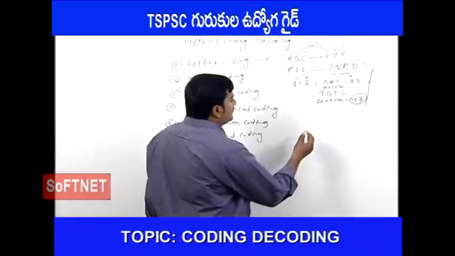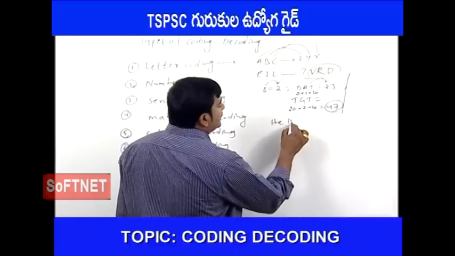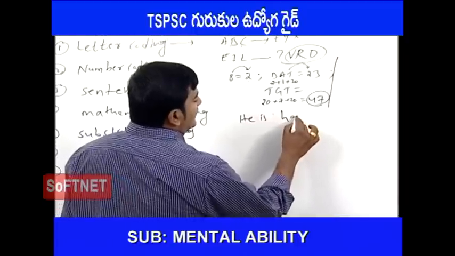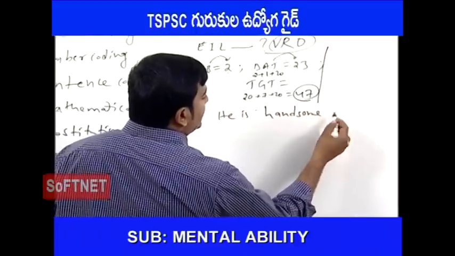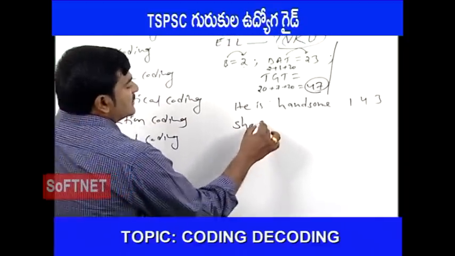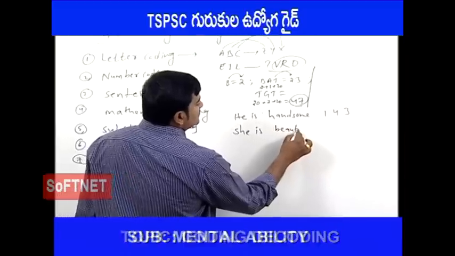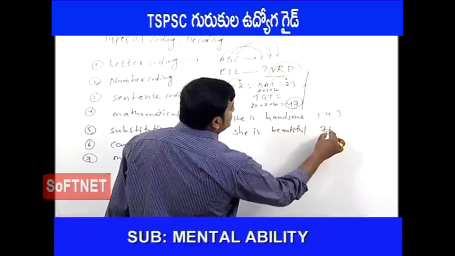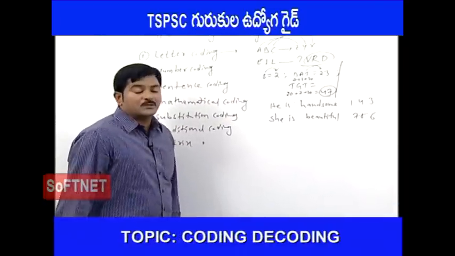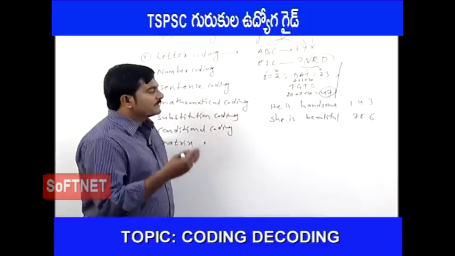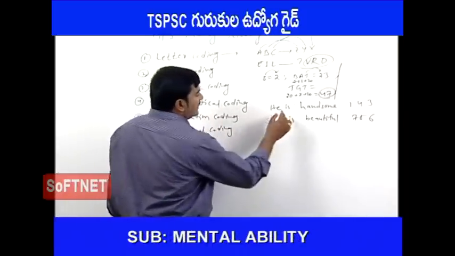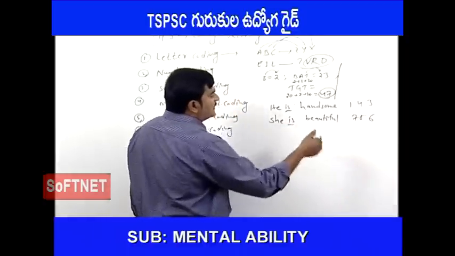So let's say, for example, in a certain code language, he is beautiful, or else he is handsome, is written as 143. Likewise, in the same language, she is beautiful can be written as 786. Then what is the code for the word he? What is the code for is? What is the code for handsome? And so on. Of course, nothing is common here, but roughly I took.